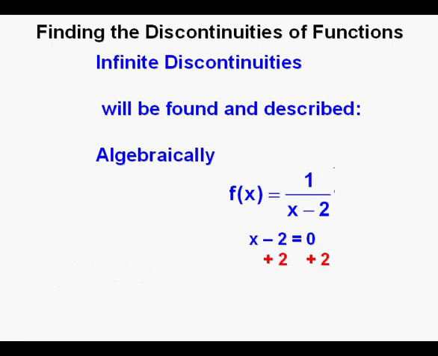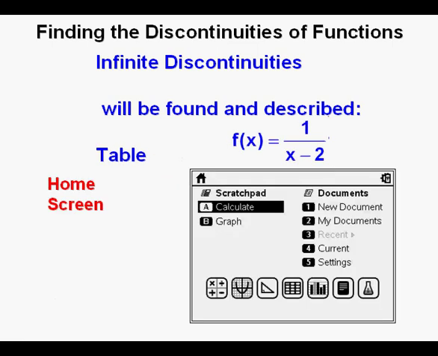Negative 2 plus 2 cancel on the left side of the equation. We bring down what's left, so x equals 2. So that's going to be where our infinite discontinuity is found, at x equals 2, which can also be called a vertical asymptote. And this confirms what we have already seen in the graph earlier.